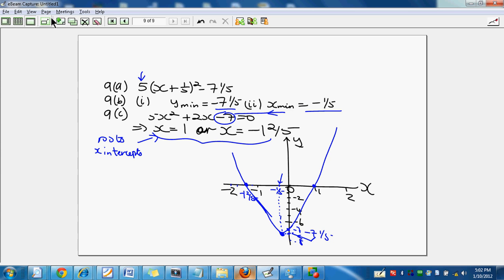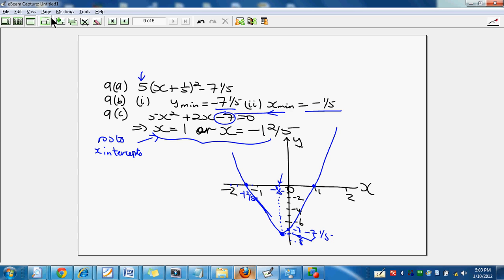Okay? Because we know these are where it cuts the axis. This is the minimum point here, where x is minus 1/5 and y is minus 7 and 1/5. It's going to cut the y-axis at this value here, and it's going to come back and cut the x-axis on that side. So this is how your curve is going to look in a sketch. You could draw it neater than that, okay? But this is just a very rough sketch of what it would look like.